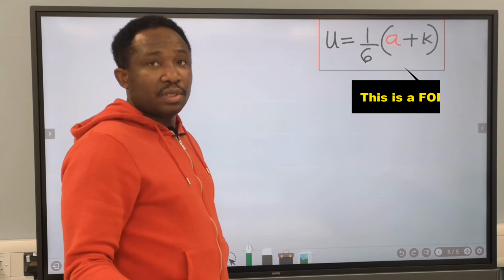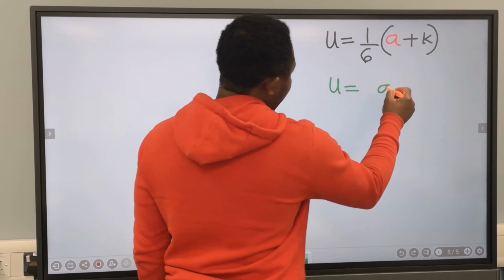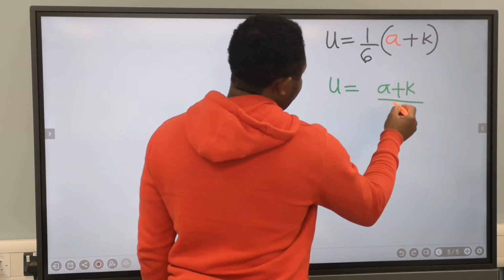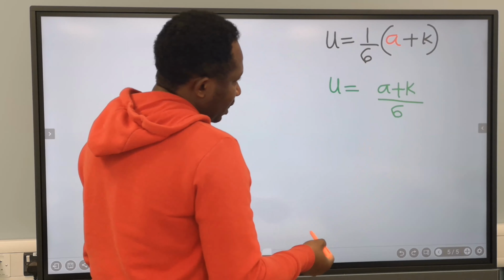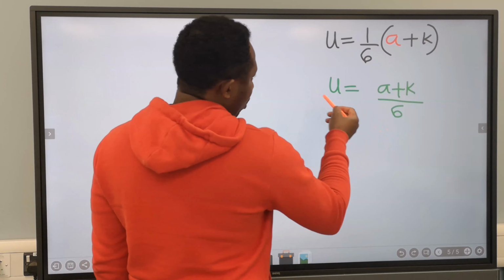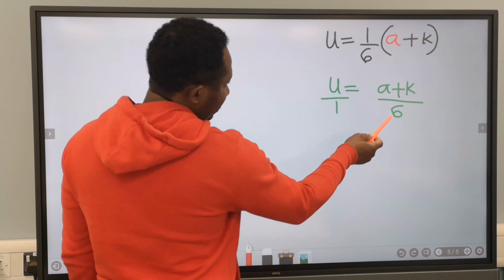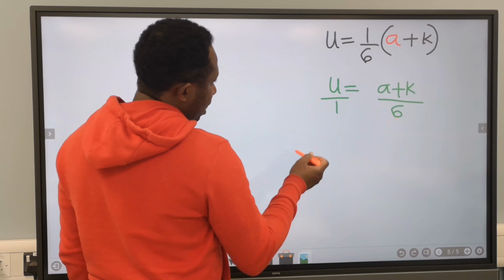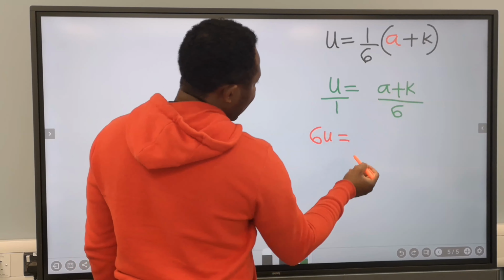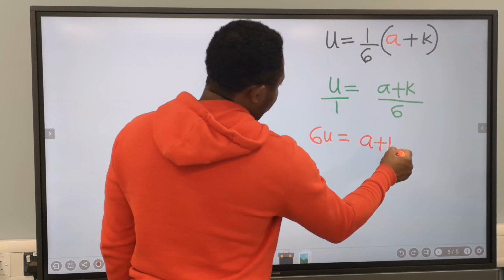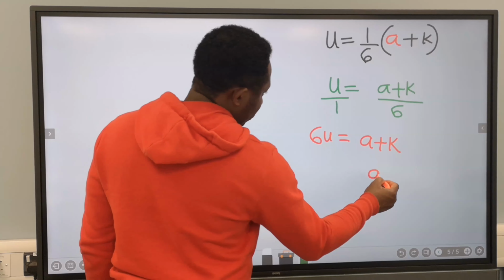equation. I can rearrange this to be u is a plus k divided by 6. These are the same. Next, I will cross multiply because this is like over 1. 6 will multiply this, and you're going to have 6u. Next, 1 multiplies everything here. You have a plus k. My aim is to isolate a.